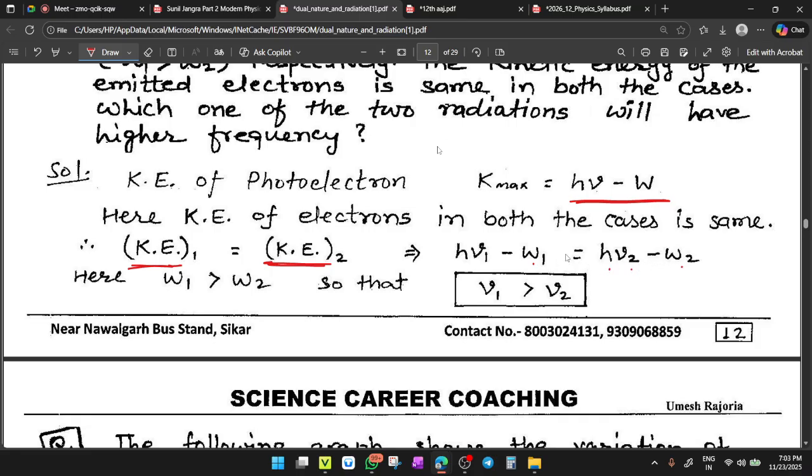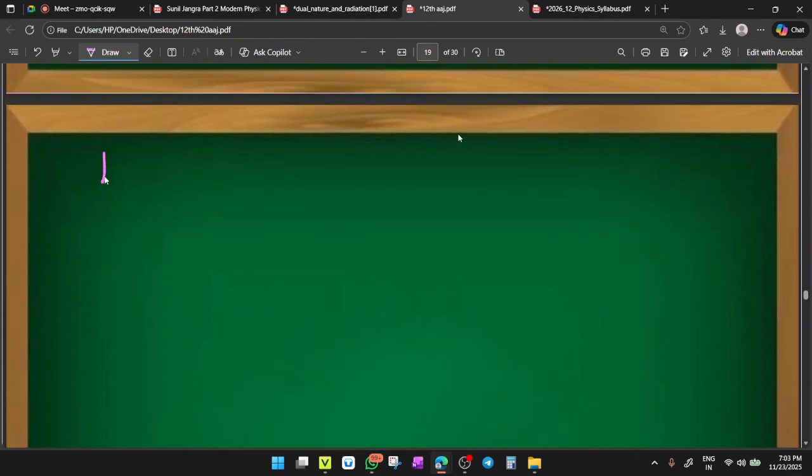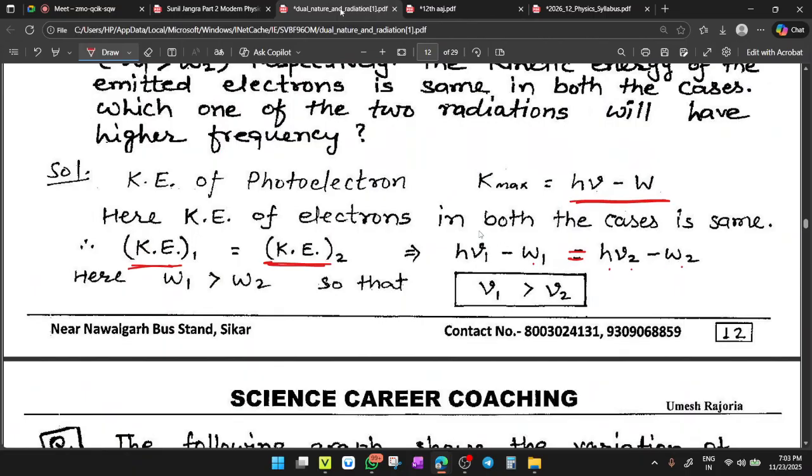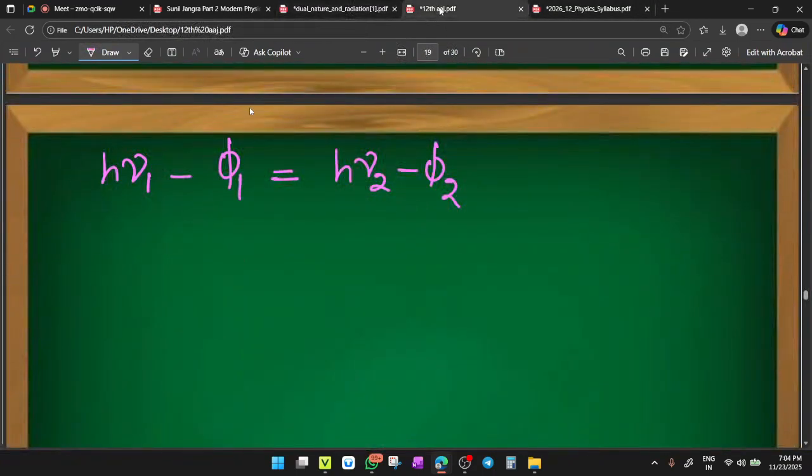Clear? So these two are equal. h nu 1 minus W1, or phi 1, the work function, equals the kinetic energy for the first electron, equals h nu 2 minus phi 2, the kinetic energy for the second electron. Here it is taken as W1, but earlier we considered it as phi. So h nu 1 minus phi 1 equals h nu 2 minus phi 2.